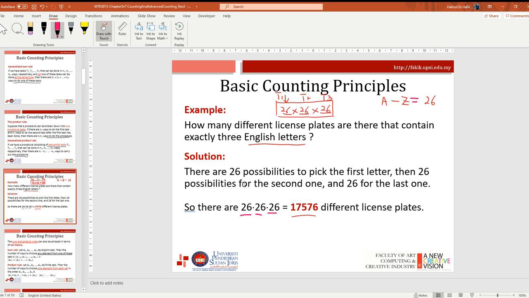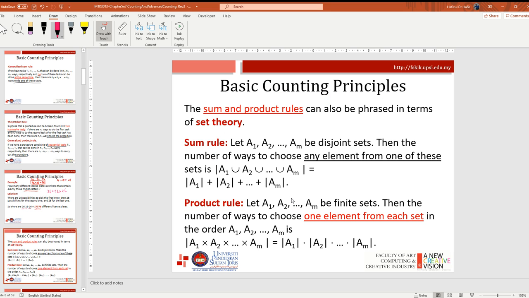This one is the possibilities you want to calculate, because we have exactly three English letters. We have 26 multiplied by 26 multiplied by 26. So you have 17,576 possibilities.